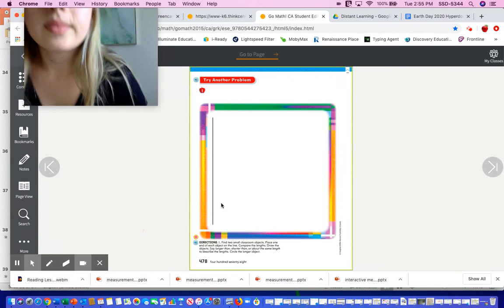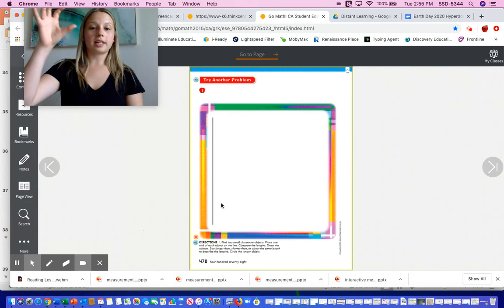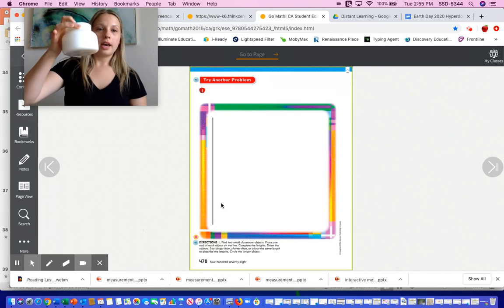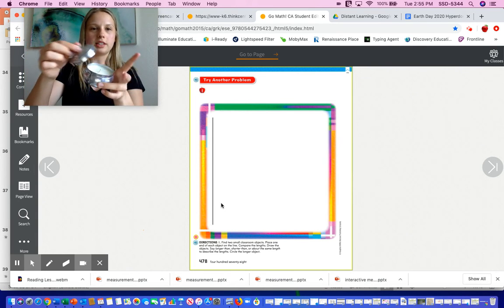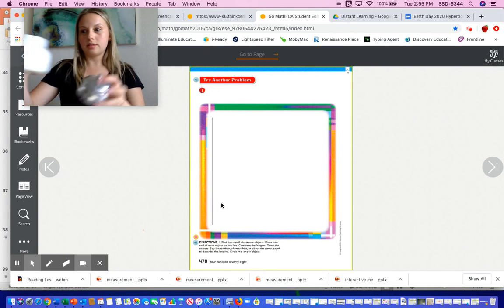All right. Now, if you have your book in front of you, you can put your objects on the book. Yeah. So I found a big candle and a little candle. And it is a candle. It just has a fancy lid on it. And this candle too. So I have two candles.